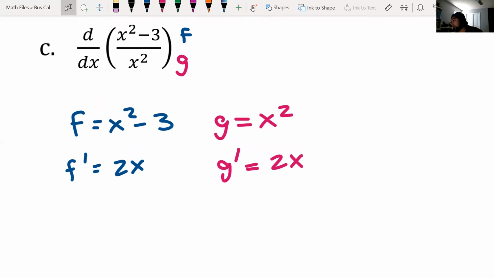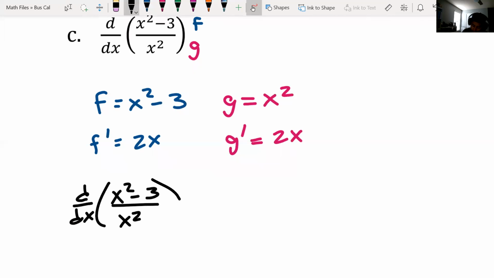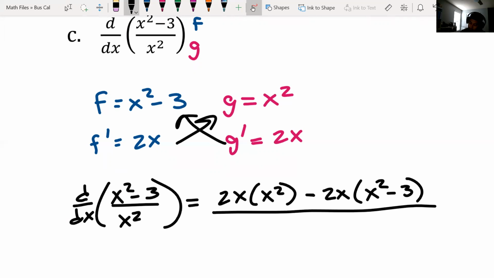Now the notation is going to be a little different because it says d over dx. There's no function, there's no y equals, there's no f of x. So we have to start it out with the way it's written. So we have to say d over dx of (x squared minus 3) over x squared is equal to, and now we can do the quotient rule. So f prime g: 2x times x squared minus g prime f: 2x times (x squared minus 3), all over the original denominator squared.